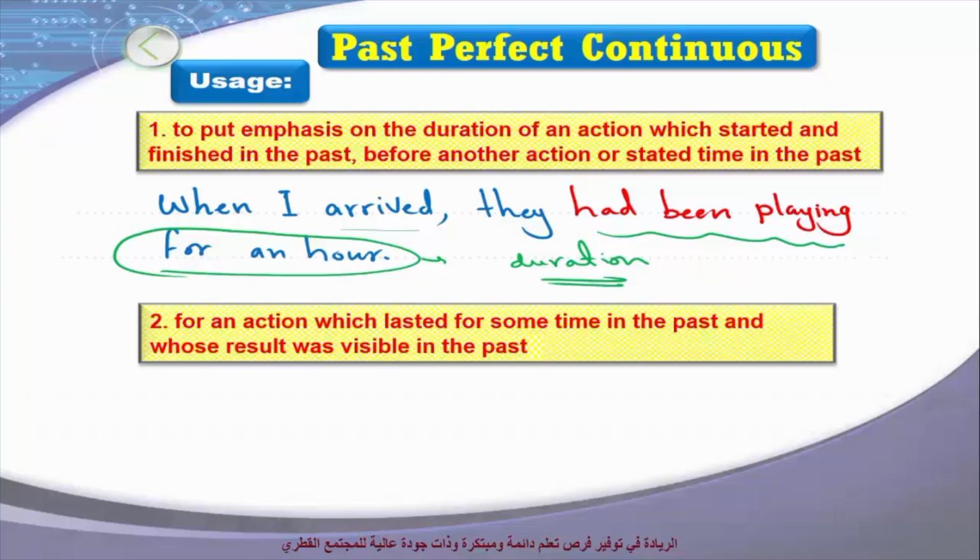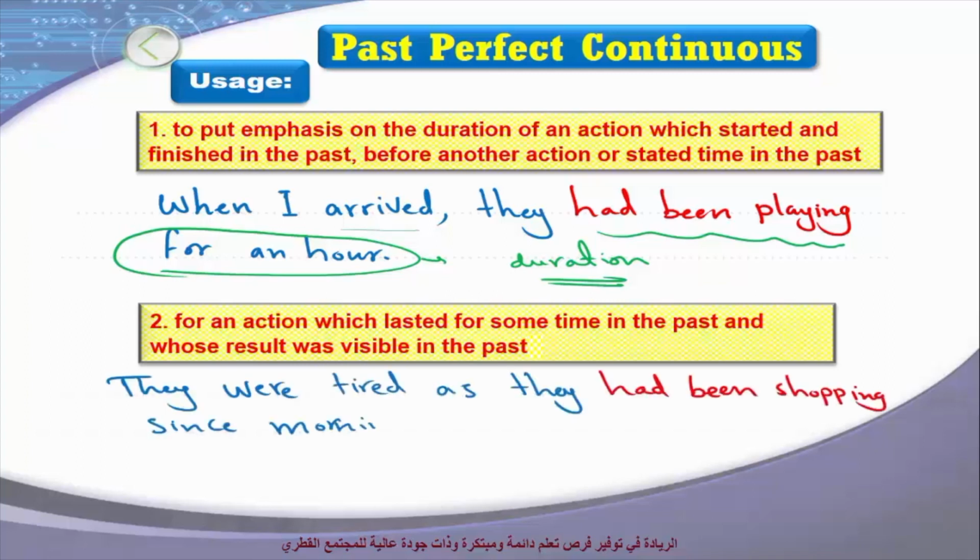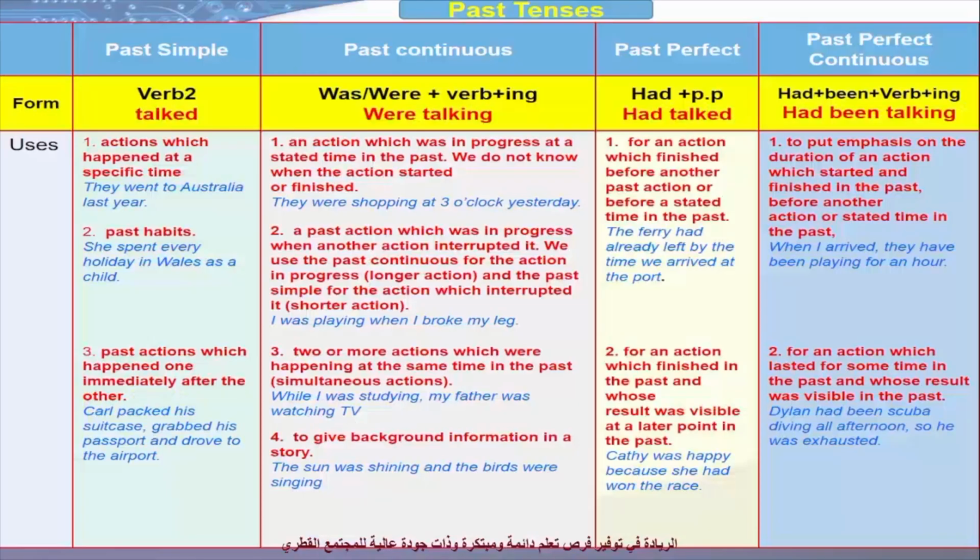Look at the example. They were tired as they had been shopping since morning. So if I ask you, why were they tired? Yes, the answer, because they had been shopping since morning. Shopping had lasted for some time in the past and that's why they felt tired. Here are the four past tenses that we discussed in the two parts of this lesson. You can just pause the video for some time and then have a look at the form for each tense and the uses of each tense.